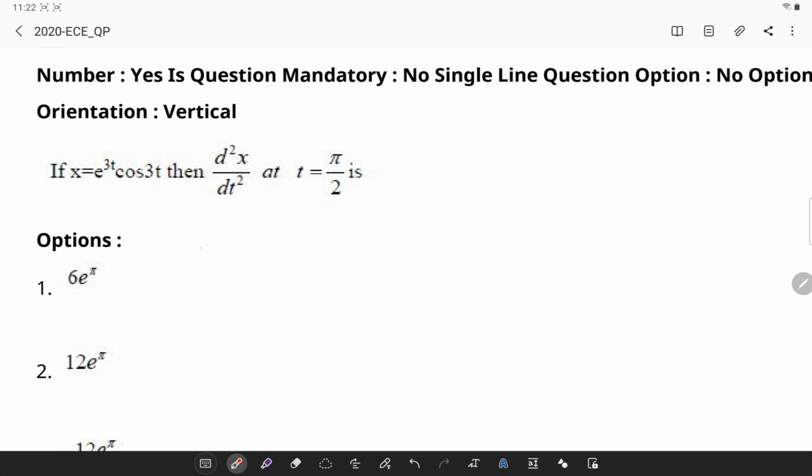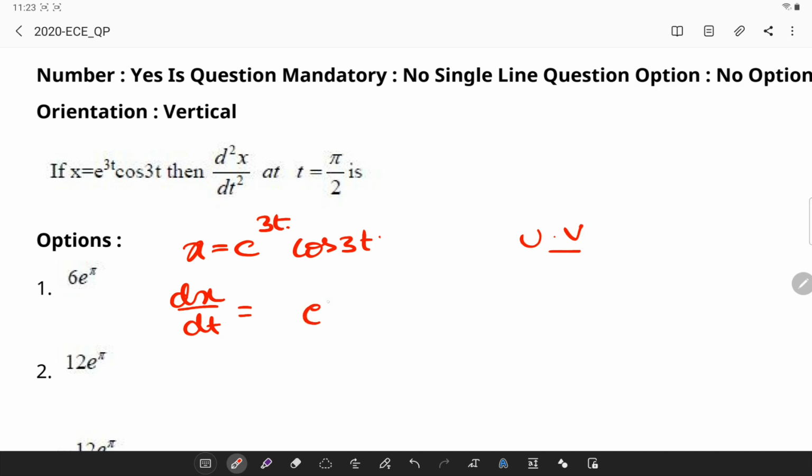So here the question is x is equal to e power 3t into cos 3t. Now this is in the form of uv, which we have to do the derivative. So the dx by dt is nothing but e power 3t into derivative of cos 3t, which is minus 3 sin 3t, plus 3 into e power 3t into cos 3t.